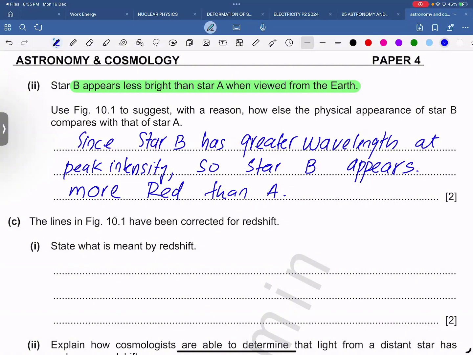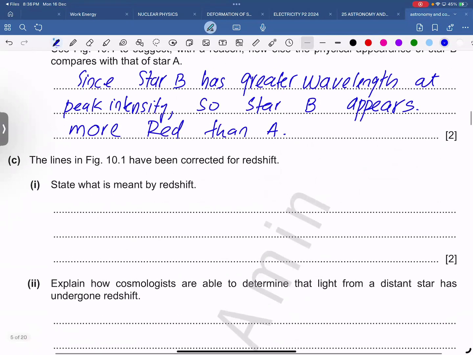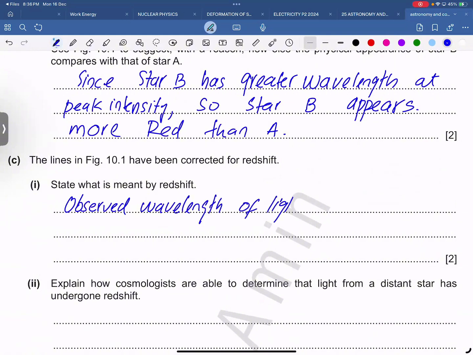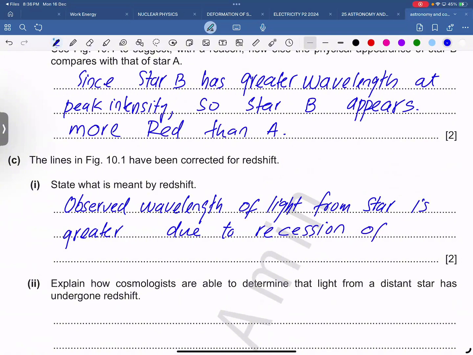So, what is the meaning of redshift? I already told you. The observed wavelength of light from a star is greater due to recession of the star from Earth. Recession means moving away from Earth.